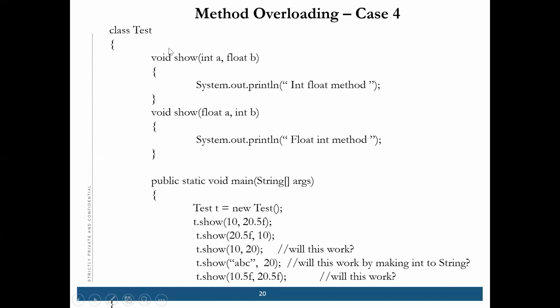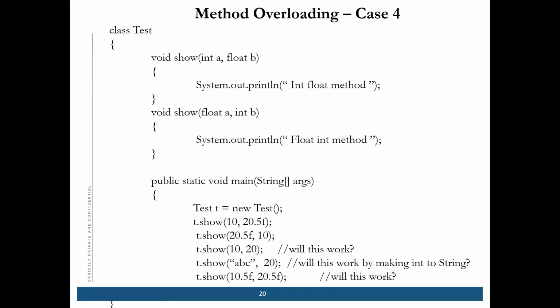Suppose there are two methods, integer float and float integer. So will this work? Can anyone tell? This will work, integer float and float integer. This is the direct thing. Now the third thing is 10, 20. Can anyone tell, will this work?